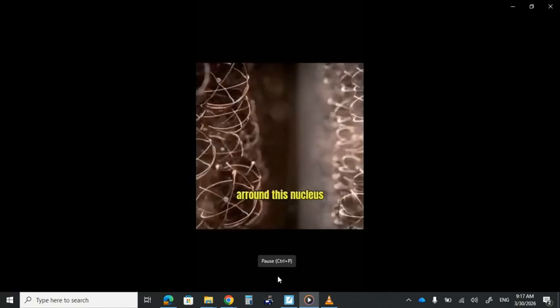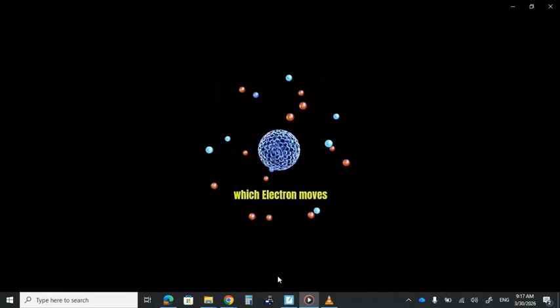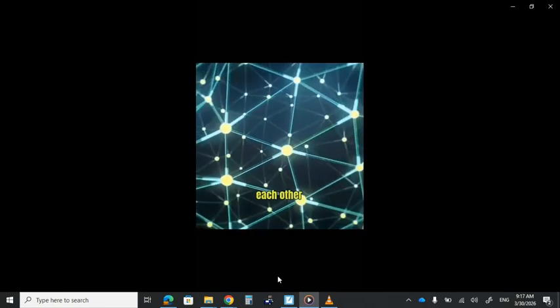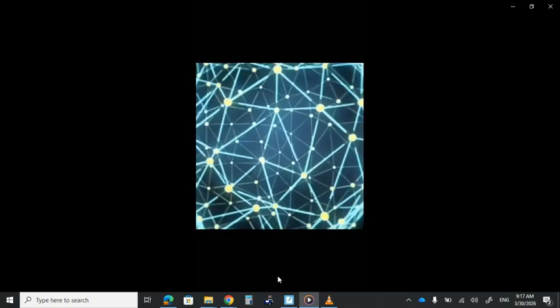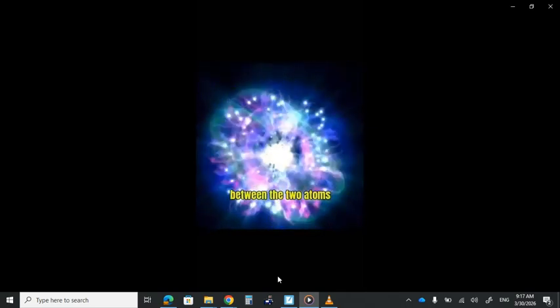Do you know that at the atomic level we cannot touch anything? Each atom has a nucleus in its center, and around this nucleus there is an invisible field in which electrons move. When two objects' atoms come close to each other, these fields push each other, which gives us the sensation of touch. But in reality, it's not touch, but a repellent force between the two atoms.